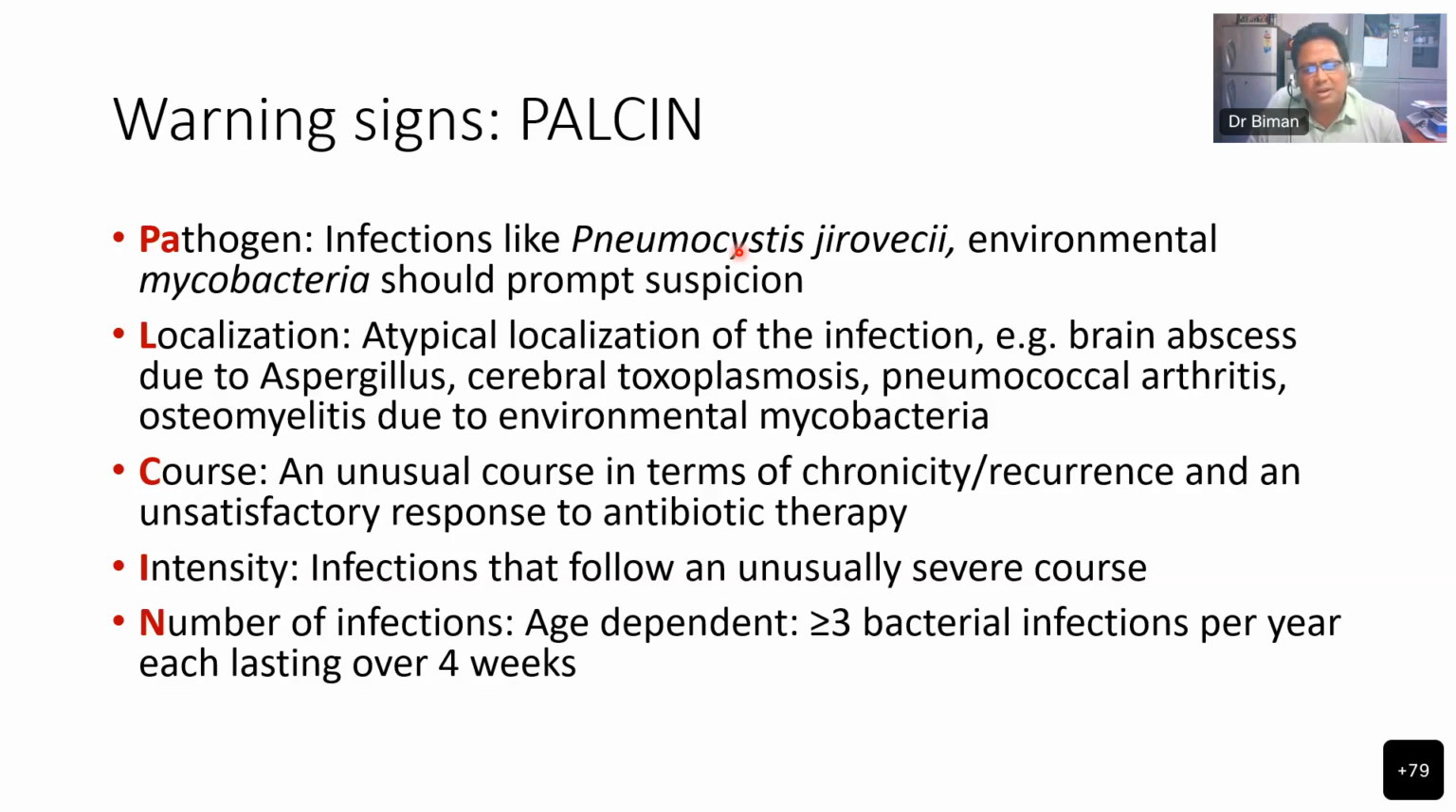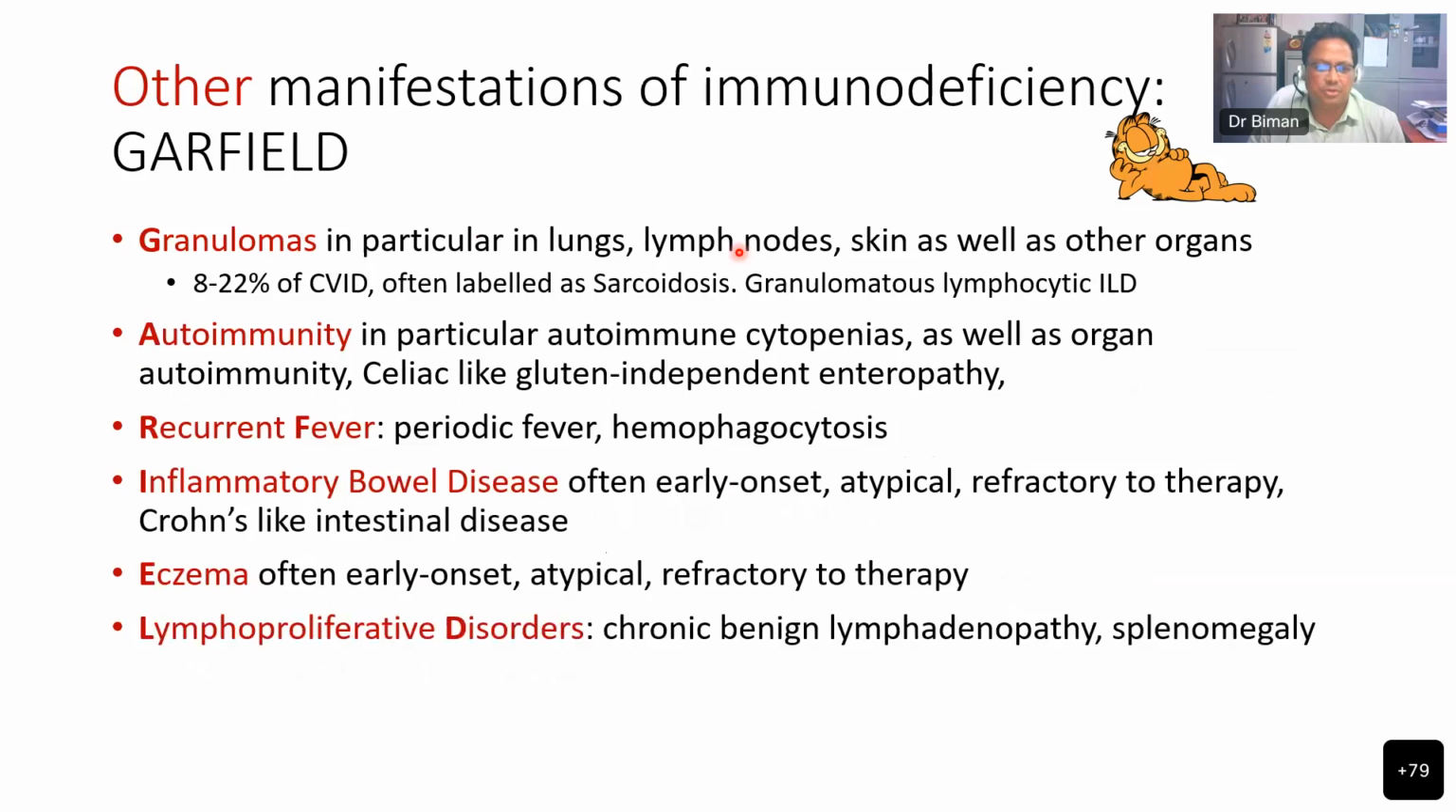Localization: atypical localization, for example, brain abscess due to aspergillus or cerebral toxoplasmosis, pneumococcal arthritis, osteomyelitis due to environmental mycobacteria. These are very rare localizations, and whenever you see such rare localization of infections, you should think of an underlying primary immunodeficiency. Then the course: an unusual course, an unusual intensity of infection, and the number of infections. These are other factors which should prompt you to think of underlying primary immunodeficiency.